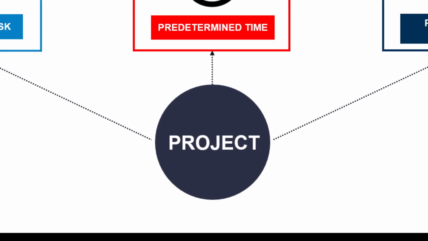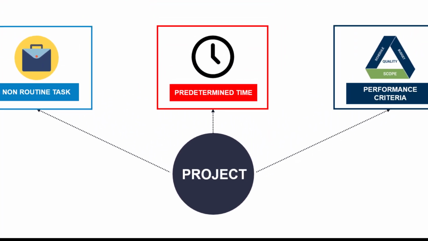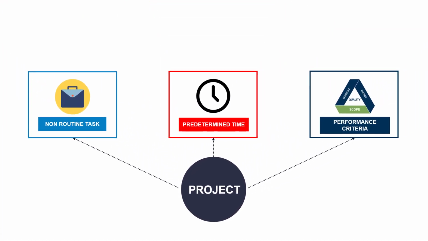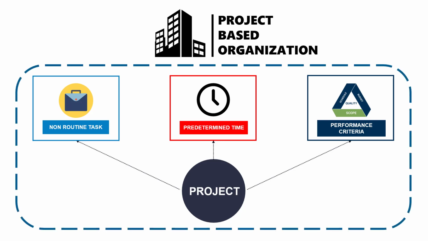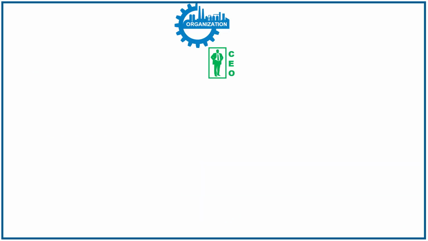To understand project-based organization, we need to define a very basic concept of what is a project. Project is any non-routine task that has a predetermined time and a performance criteria which includes budget, scope, and schedule. Any organization that is managing such projects is called a project-based organization.